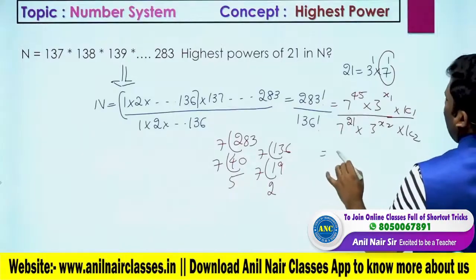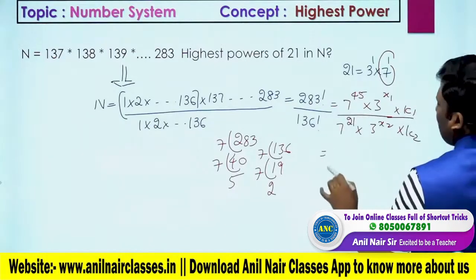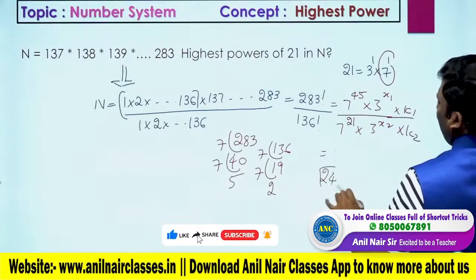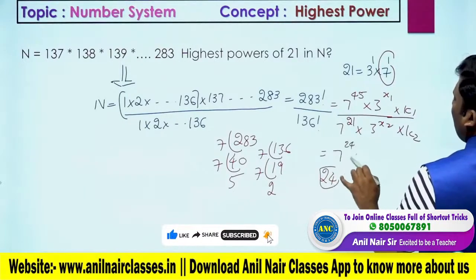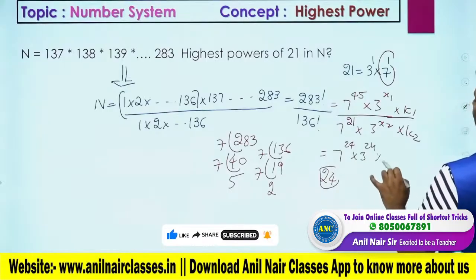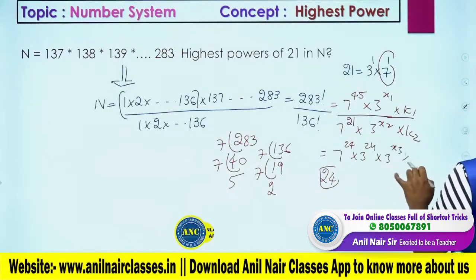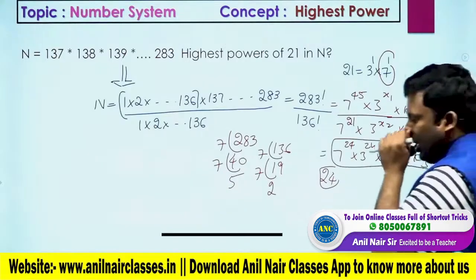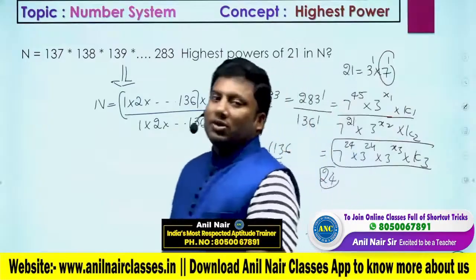45 minus 21, 24. So the highest power of 21 will be 24. Why? Because here you will get 7 power 24, 3 power 24 into some extra value, you will get k1 by k2, I will get k3. So the highest power of 21 will be 24.